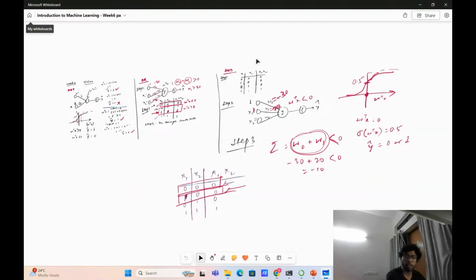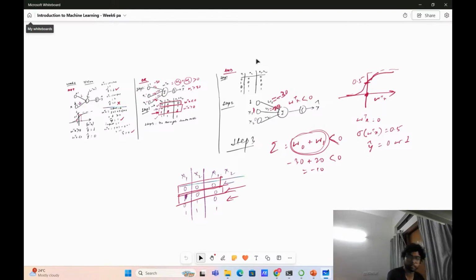Okay, so as I was saying, if you take W1 to be 20, then W naught plus W1 would be minus 10, which satisfies the condition, which is less than 0, right? Similarly, now let's come to the third row of the truth table.